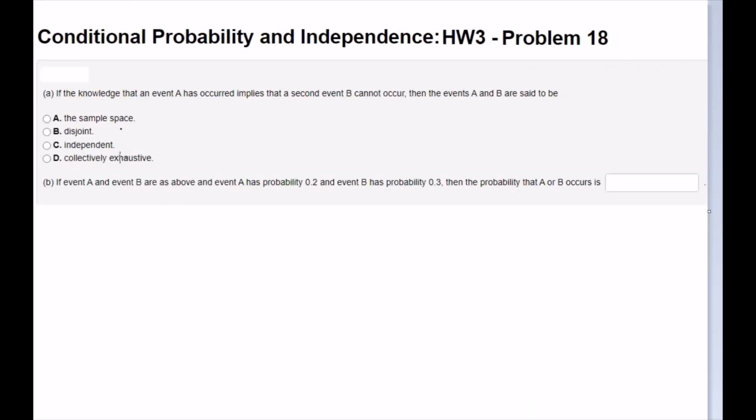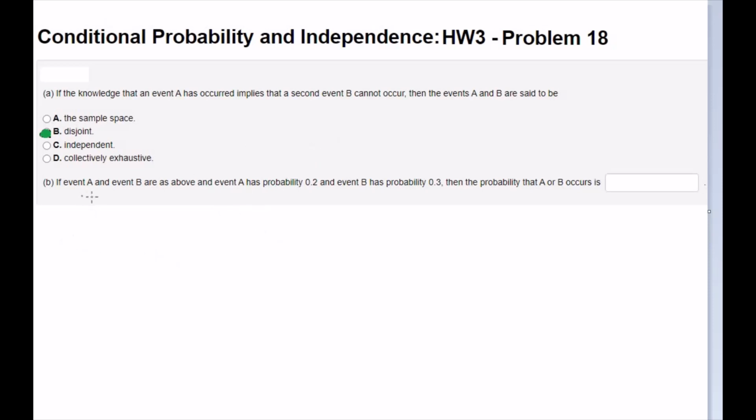Problem 18. If the knowledge that an event A has occurred implies that a second event B cannot occur, then the events A and B are said to be disjoint. So this is the definition of disjoint. You cannot be at home and at the school at the same time. It cannot be it is raining and it is not raining at the same time.